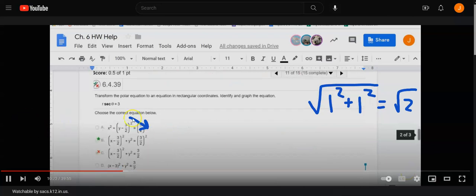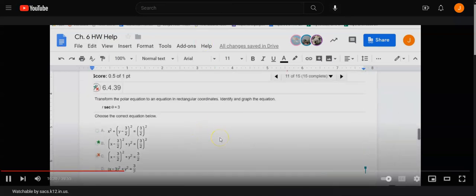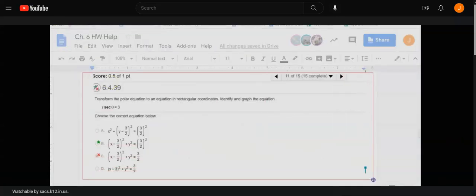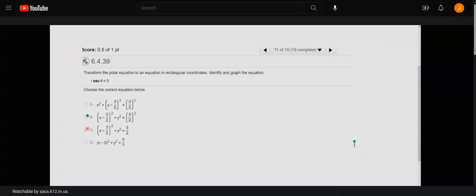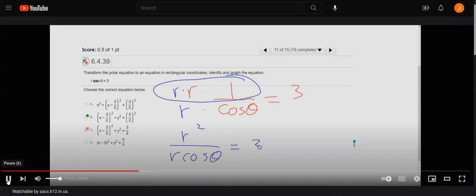Okay, got another one here, and I'm going to have to clear this off. Transform the equation: r secant theta equals 3. We're going to multiply by r on both sides. I don't see how this is helping. Well, okay, because we can cross multiply. Yeah, that would work.